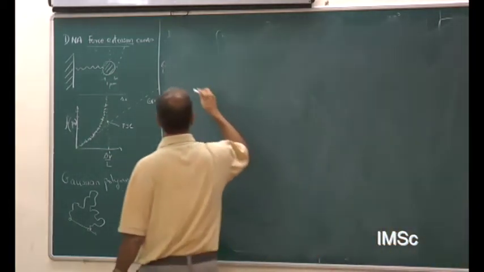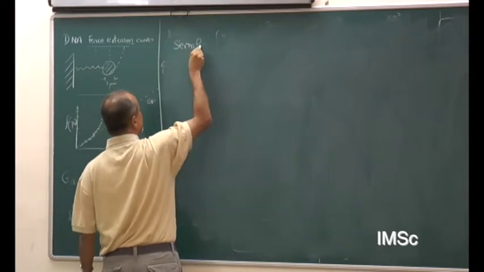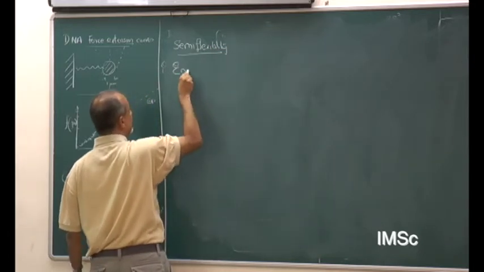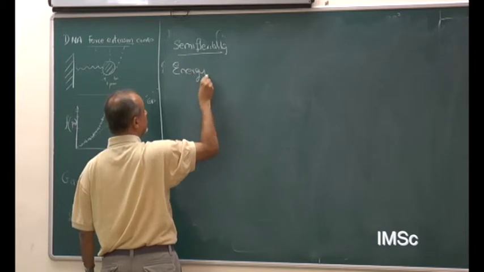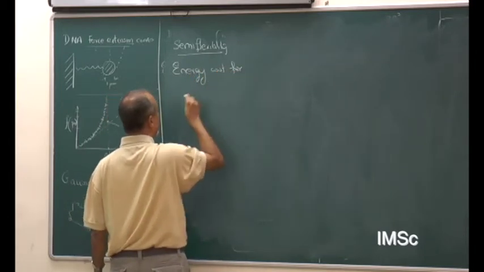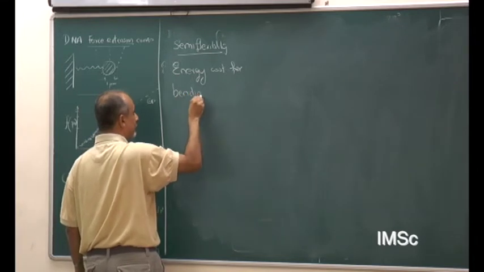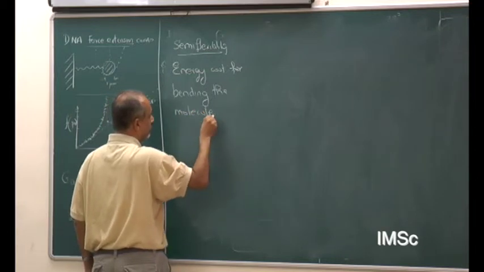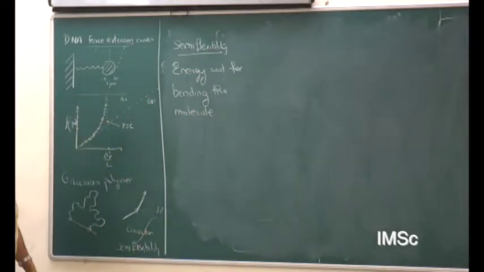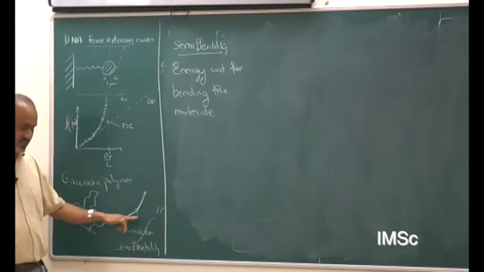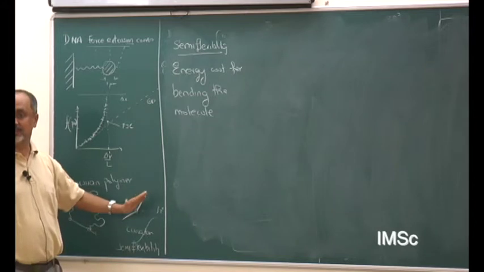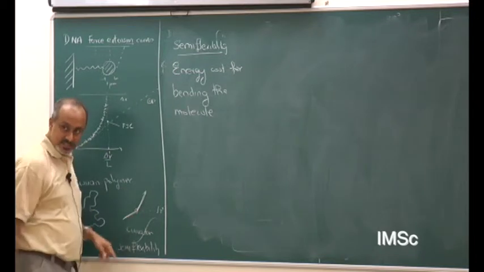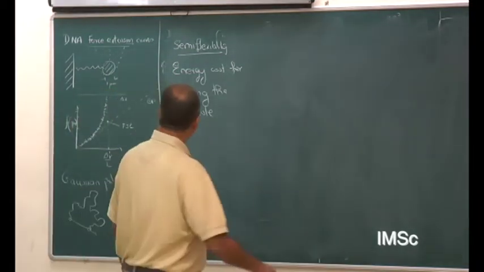So let me write that down here. Semi-flexibility is an energy cost for bending the molecule, or inducing some curvature in that molecule. And that comes from these junctions essentially. Because it's not freely jointed anymore, you must account for the energy that is required for this to deviate from this direction. So how do we do that?